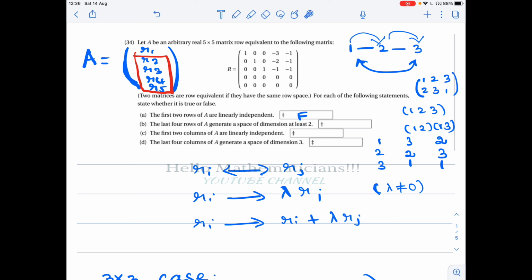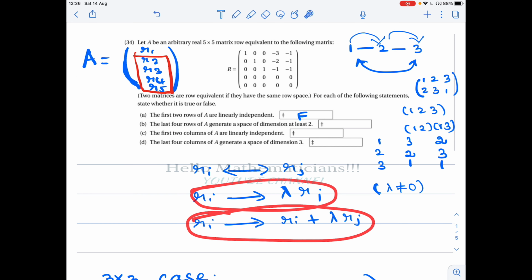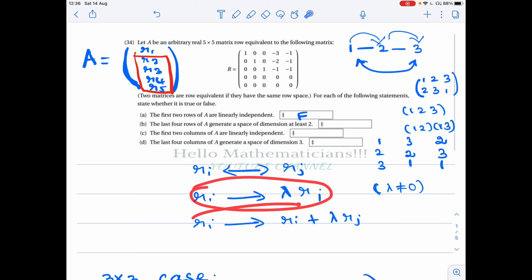Okay, after that you can apply these two operations, but these two operations are not going to change the dimension of the space, its span, because we just saw that these two operations preserve the row space. Therefore, what really matters as far as the dimension of the row space is concerned is this operation. So this statement actually means that if you pick any 4 rows here, they will generate a dimension of at least 2.